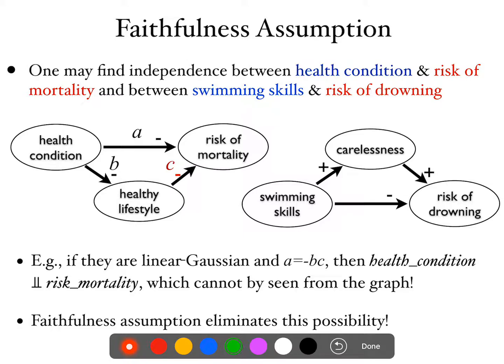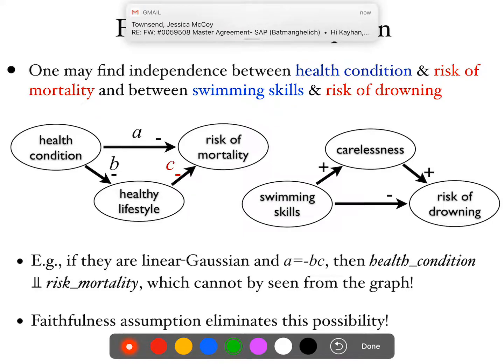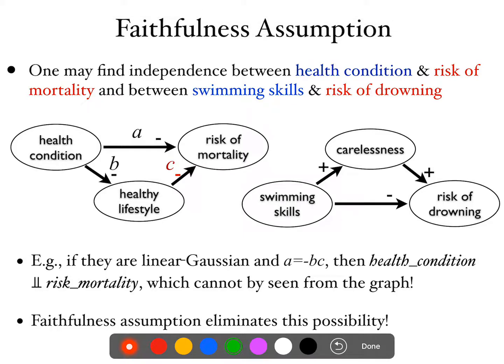So let me give an example first. Here you can see health condition. We have three variables here: health condition, healthy lifestyle, risk, and mortality. Intuitively, suppose this causal structure is a true one. Health condition should be dependent on risk of mortality because of the causal relations, right? There's the causal influence from here to here.